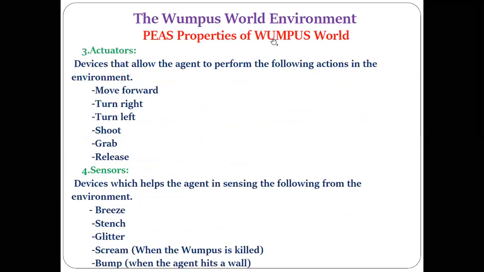Then let's see the next. Importantly, we have the actuators. As we have described the PEAS properties, first we discussed the performance measures, that is done. Second is the environment, and next we have the A for the actuators. Now, what do you mean by the actuators? Tell me. I already told you in previous lectures.